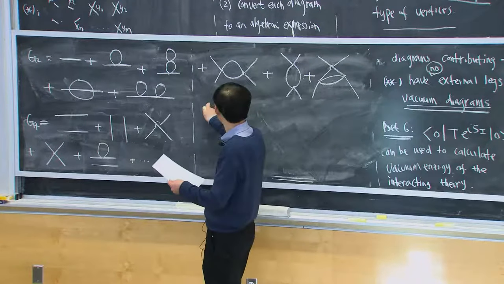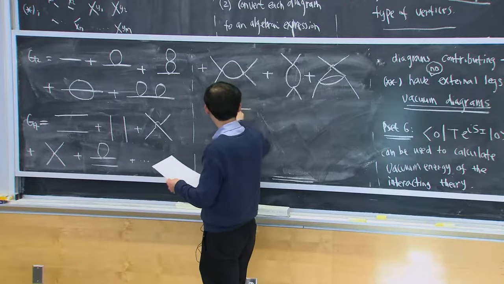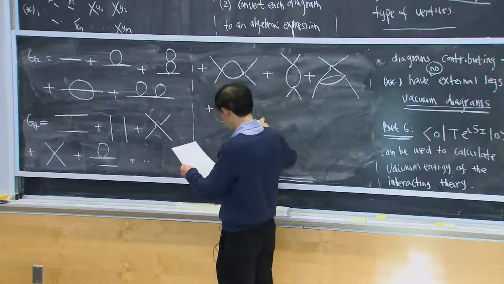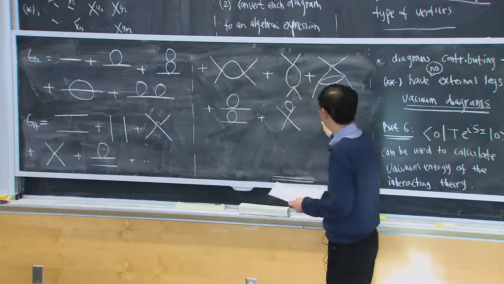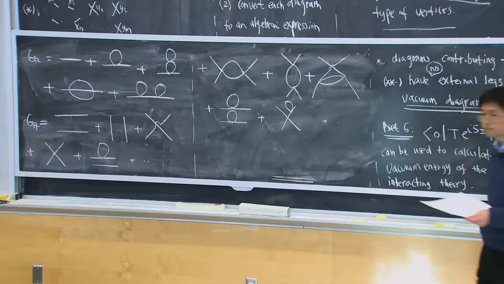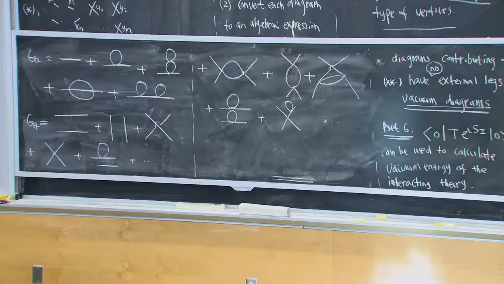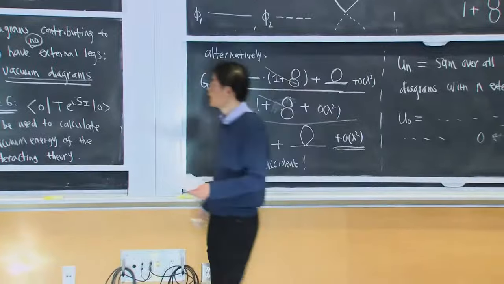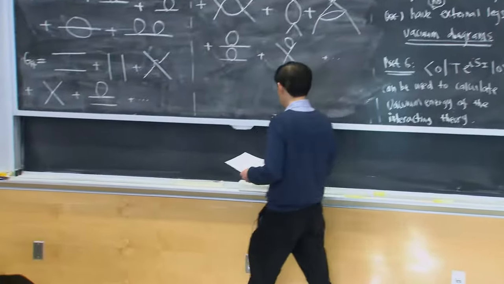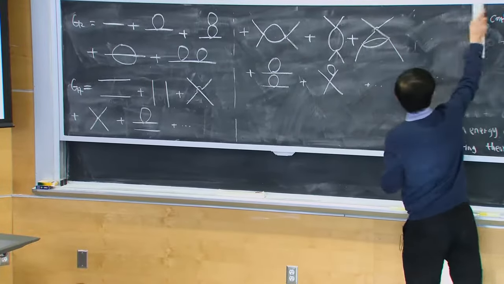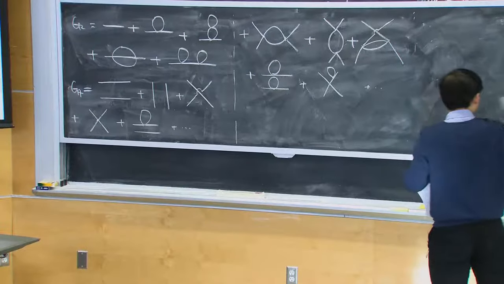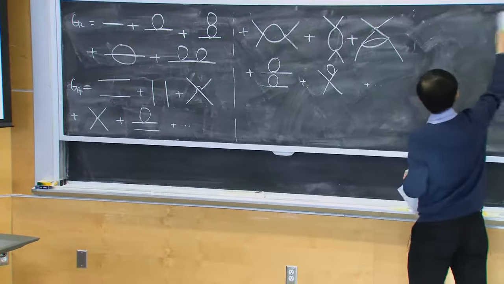Let me just draw two more. There's still some more diagrams you can draw, to lambda squared order. But again, it's mechanical. With a little bit of patience, there's no mystery here. So now let me make some remarks here.